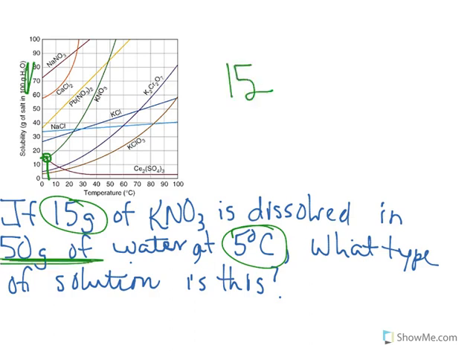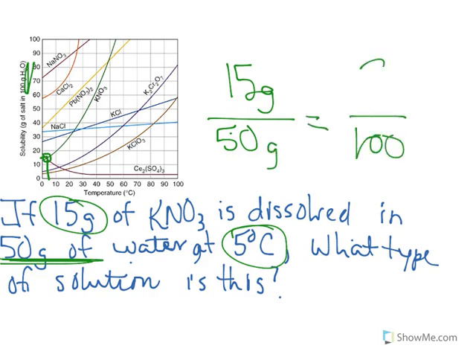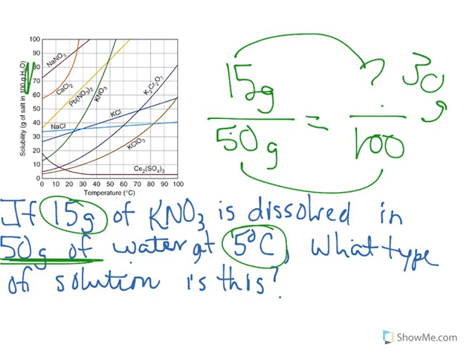Because it's not in 100 grams of water, it's in 50 grams of water. We have 15 grams in 50 grams of water, but our graph is in 100 grams of water. So how much are we really talking about? Well, this is twice as much water, so we're really talking about twice as much solute. So that would actually be 30 grams. So what type of solution is this? Well, let's find out. If we have 30 grams, that's way up here at 5 degrees Celsius. That's going to be a supersaturated solution because we're above the curve, considerably above the curve. Curve's way down here.